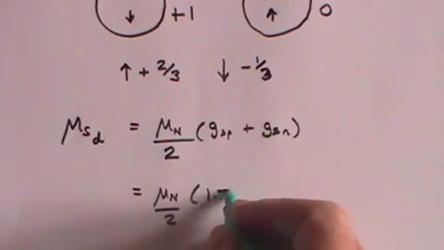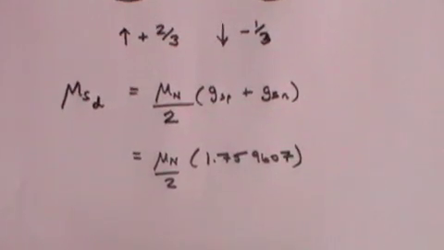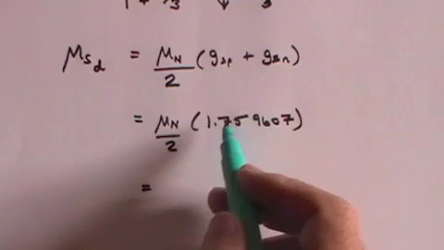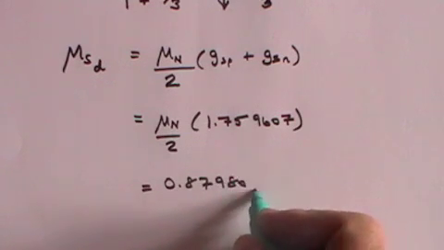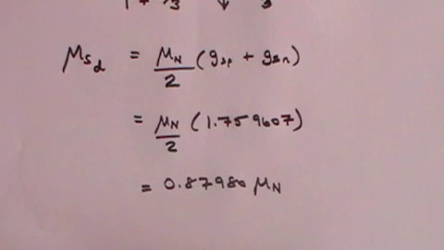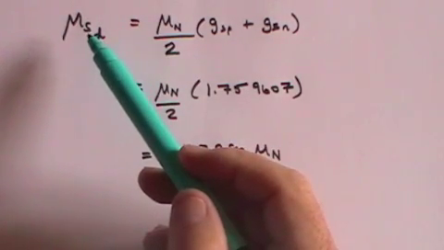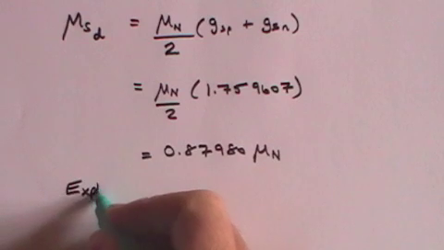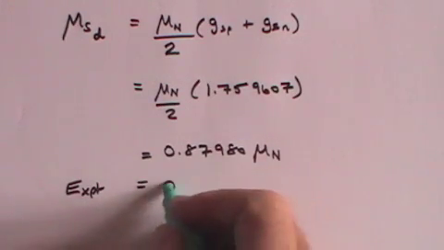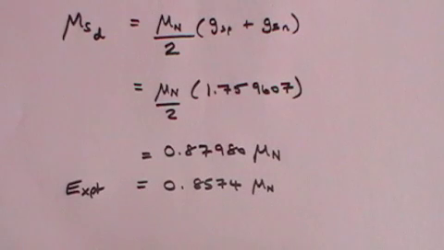The actual value is 1.759607. And divide that by 2, 0.87980 times the nuclear magneton. But this value of magnetic moment for the deuteron can actually be measured experimentally. So if you do the experiment, you find that the value comes out to 0.8574 times the nuclear magneton, which is good.